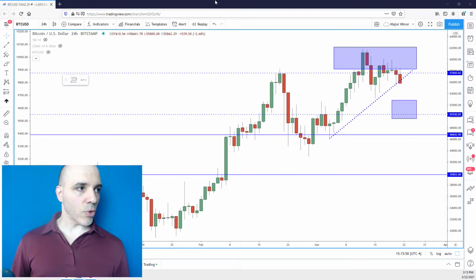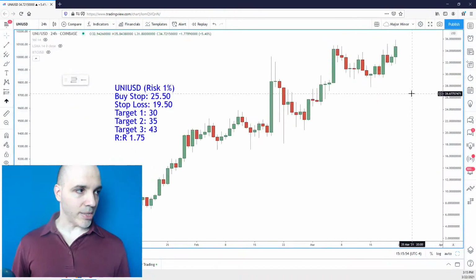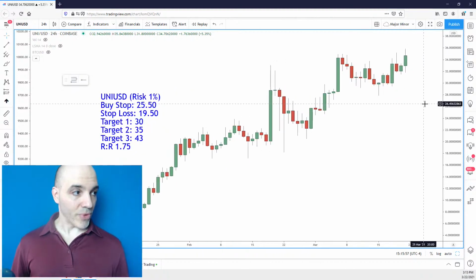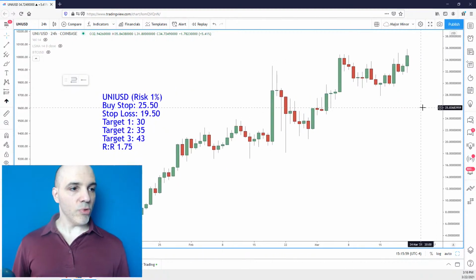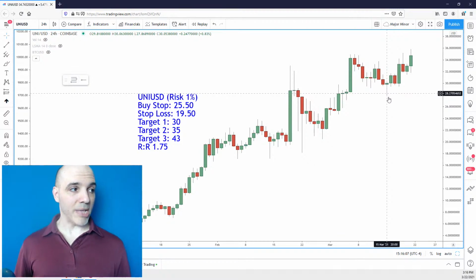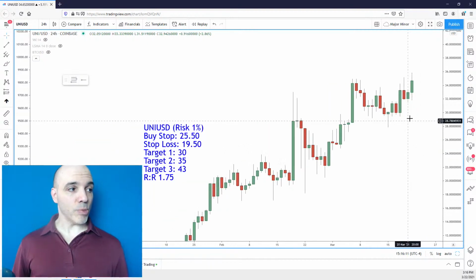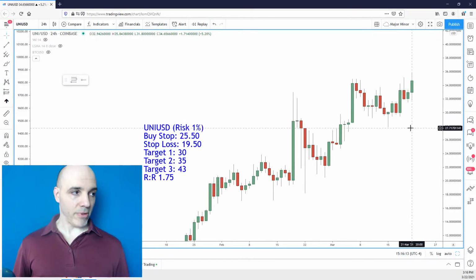Now, let's take a quick look here at Uniswap. I'm just going over these because these are trades that we sent out recently. Okay, UNI/USD. This thing is still holding. We have a higher low that was established on that 27 level. You see the pin bar right there. That's nice, but it hasn't been very eventful since.